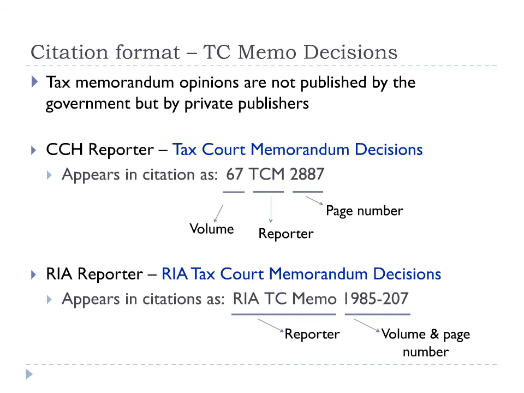RIA takes a slightly different approach. Its reporter is named TC Memorandum Decisions, abbreviated RIA TC Memo in citations. For this reporter, the volume and page number are combined into one number that appears following the reporter name. Thus, in RIA TC Memo citations, there will not be a number in front of the reporter name.